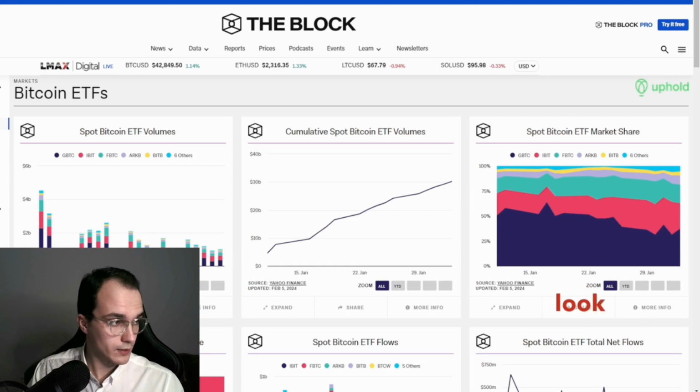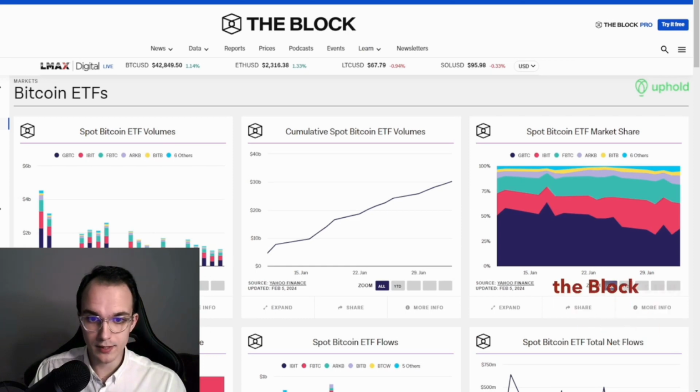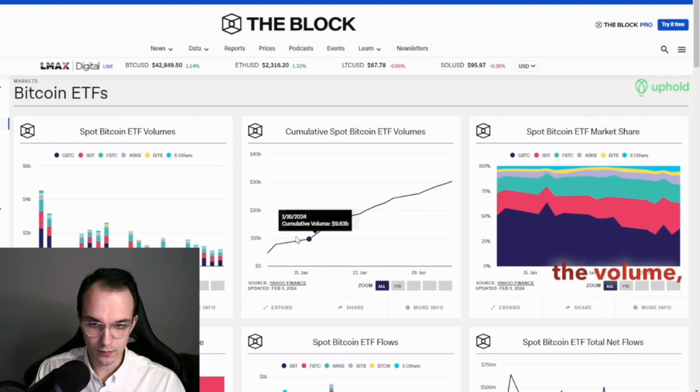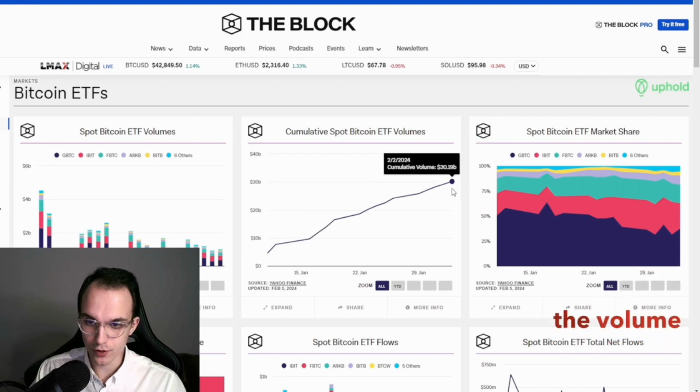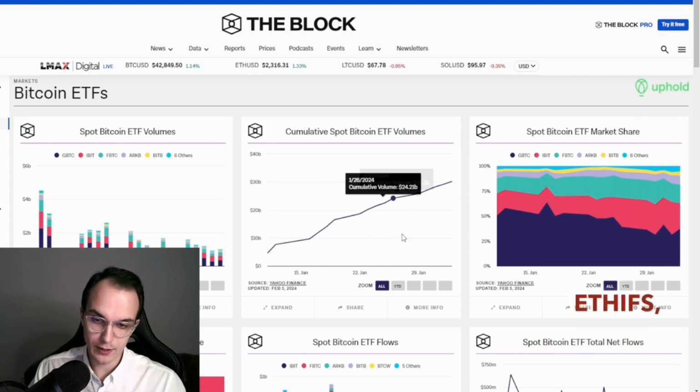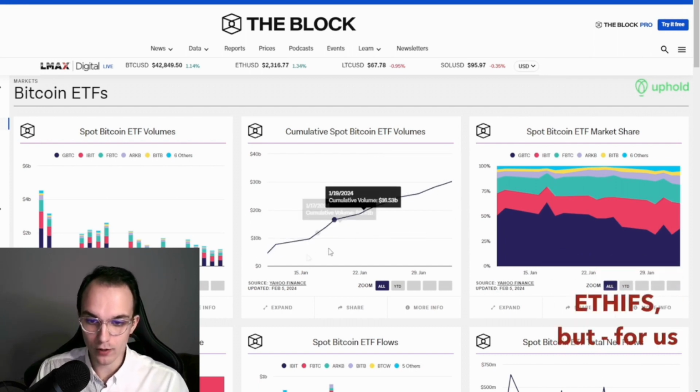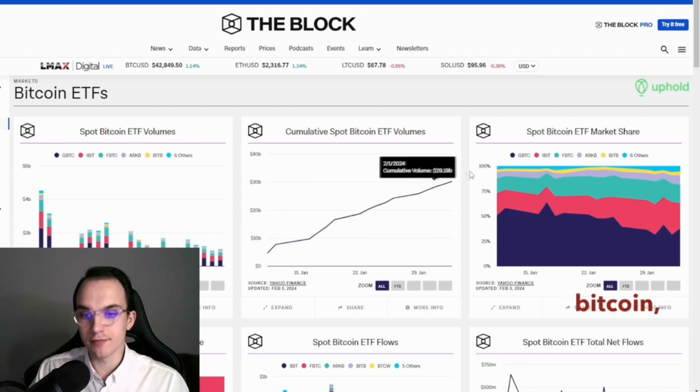Let's move on to where to look at live data. This is the Block site, yes. There is a separate section, Bitcoin ETFs. It's important that our cumulative volume, that is the volume, yes, is still growing. Well, this is the volume of naturally traded shares of ETFs. But for us, this is a chart of interest in the topic of Bitcoin, right?